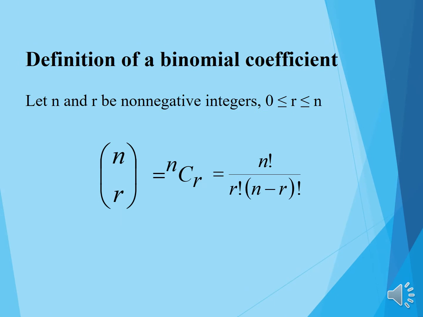Definition of a binomial coefficient. Let n and r be non-negative integers. For 0 less than or equal to r less than or equal to n, n choose r, which is nCr, equals n factorial over r factorial times n minus r factorial.